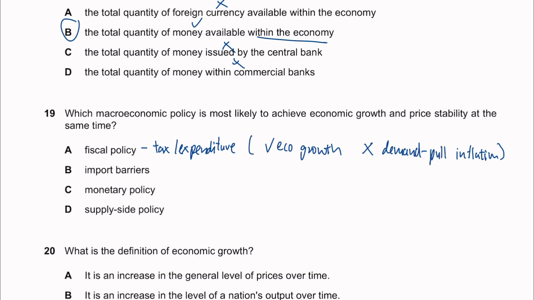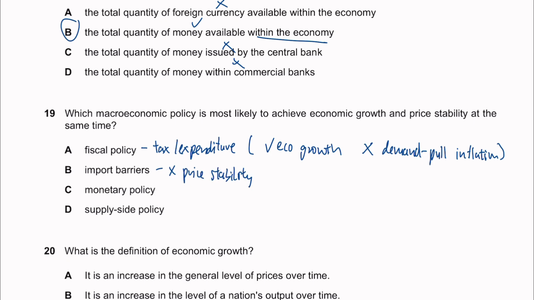Import barriers, such as tariffs and quotas. The result is that it can boost the demand for domestic production, but this will usually lead to higher prices because there's a reduction in competition. The domestic producers will be more prone to increase the price because they want to increase their profits. This does not achieve price stability.